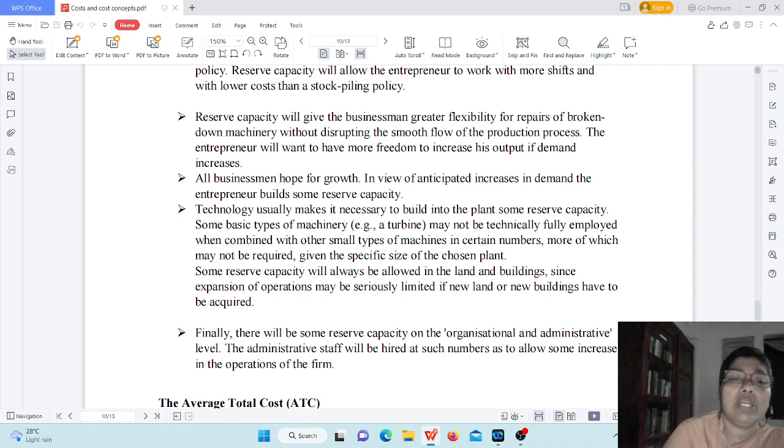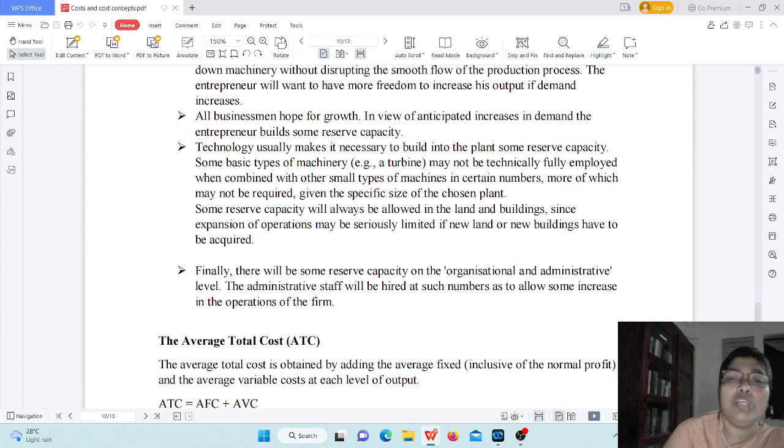Now next is technology. Technology usually makes it necessary to build into the plant some reserve capacity. So certain types of technology require that the plant should have some reserve capacity. Some basic types of machinery may not be technically fully employed when combined with other small types of machines in certain numbers, more of which may not be required given the specific size of a chosen plant.